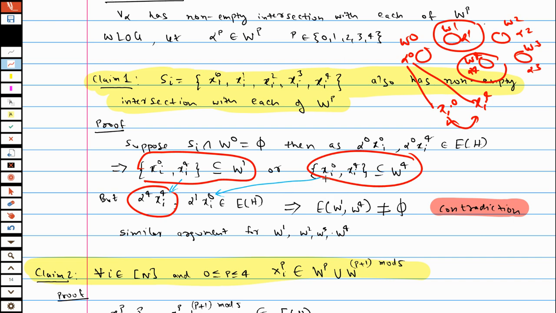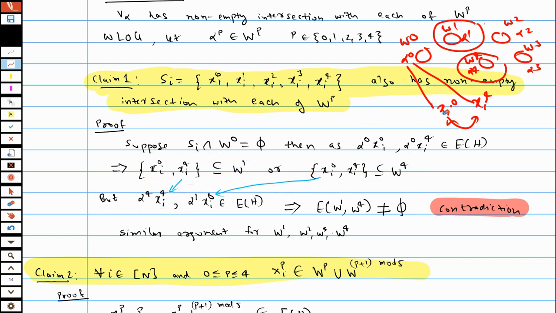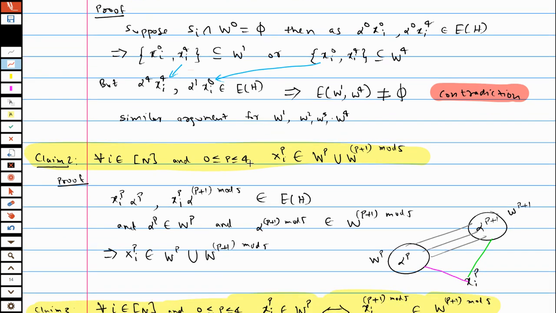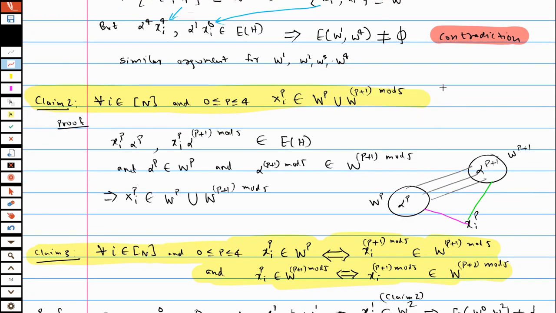So in the first case, I'm proving that if they are both in W1, then we have a contradiction, since this is an edge, and if both of them are in W4, then Xi0 and alpha 1 has an edge. So this is a contradiction. So this proves that every witness set contains exactly one copy of X. Now the second claim is actually a stronger claim. Again, let's say this is a witness structure.